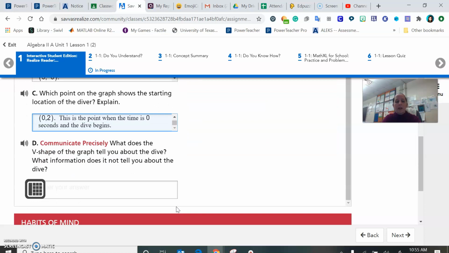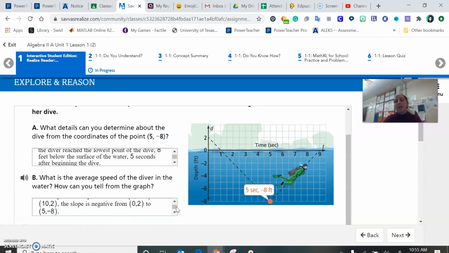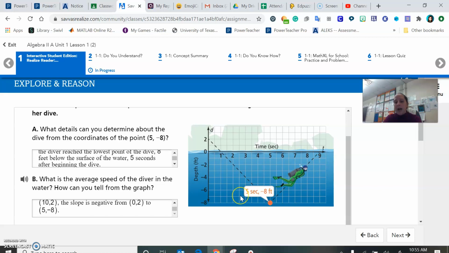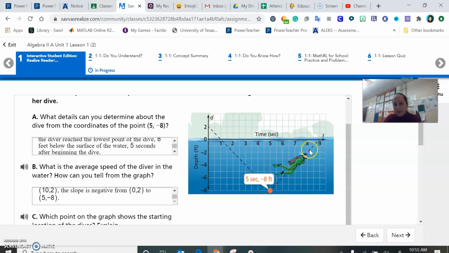For letter D, it says, what does the V shape of the graph tell you about the dive? What information does it not tell you about the dive? So looking at the graph, I'm going down and then back up, okay? So I can tell that the diver dove down. They dove down for 5 seconds and got to -8 feet, or 8 feet below. And then they started back up, and they traveled from 5 seconds to 9 seconds, they traveled back up.